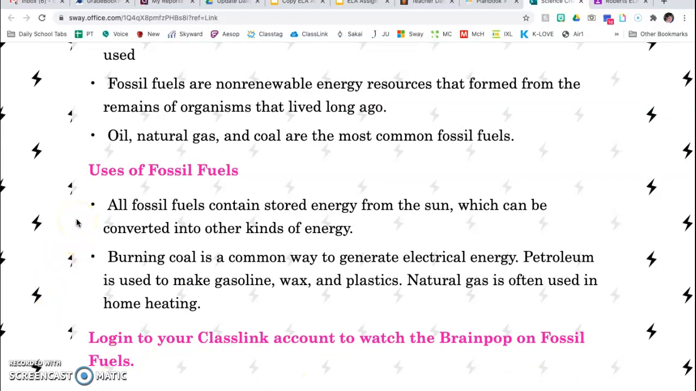All fossil fuels contain stored energy from the sun. Every single one of them. Just like we get our energy from the sun. And again, just to say this, all forms of energy can be converted into other kinds of energy. That's how we make them useful to us. Okay, here you will have another BrainPop that you need to watch, as well as do the quiz on fossil fuels.